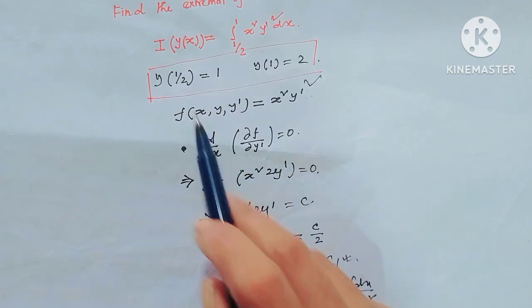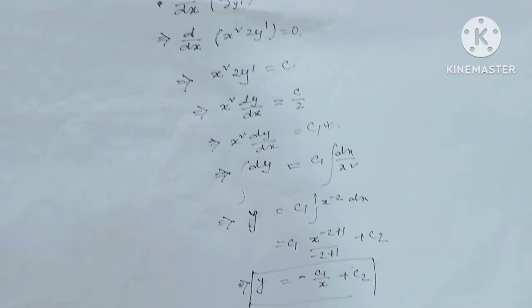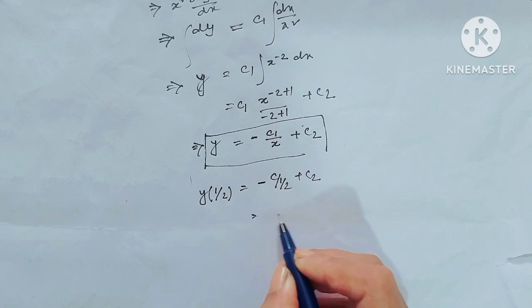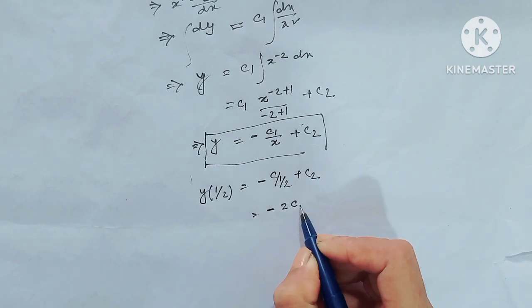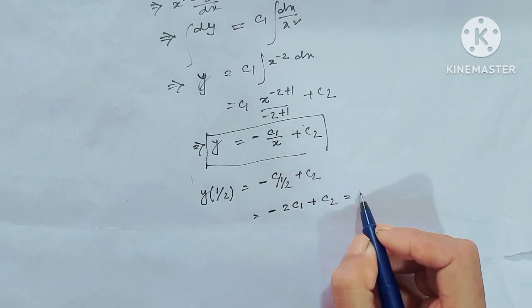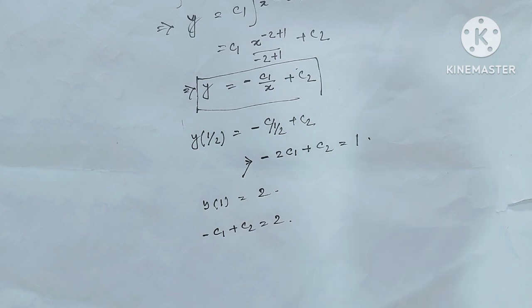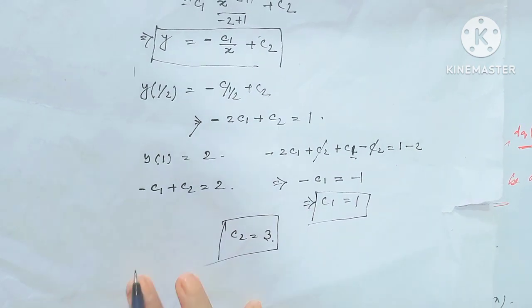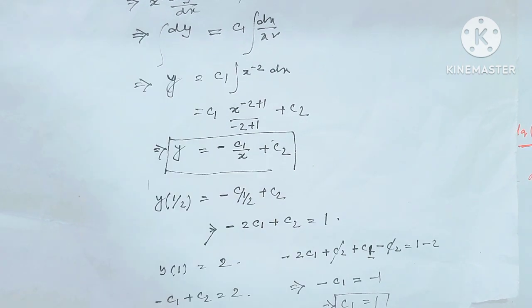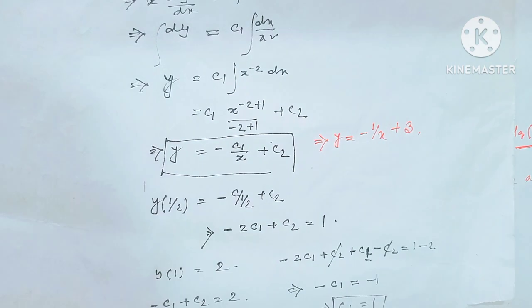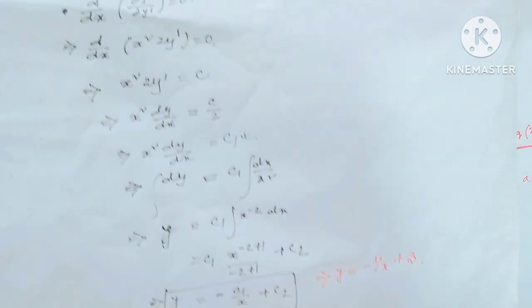Now put in the initial conditions y of half equals 1 and y of 1 equals 2. By putting in y of half equals 1, we get minus c1 over half plus c2, that is minus 2c1 plus c2 equals 1. Then the next condition y of 1 equals 2 gives minus c1 plus c2 equals 2. Calculating, I get c1 equals 1 and c2 equals 3. Just put the values of c1 and c2 in this equation. Then y equals minus 1 over x plus 3. This is the extremal of this functional.